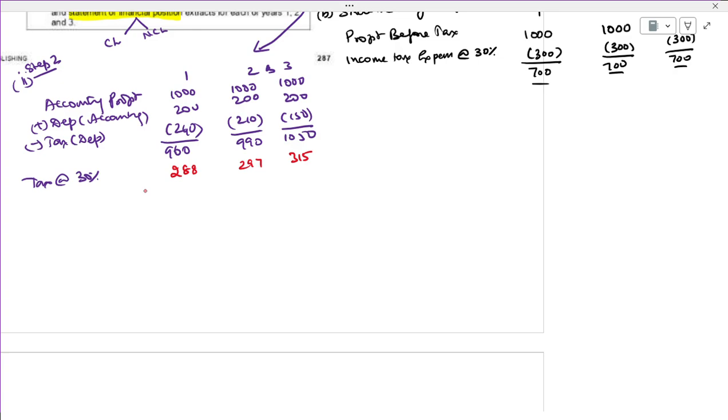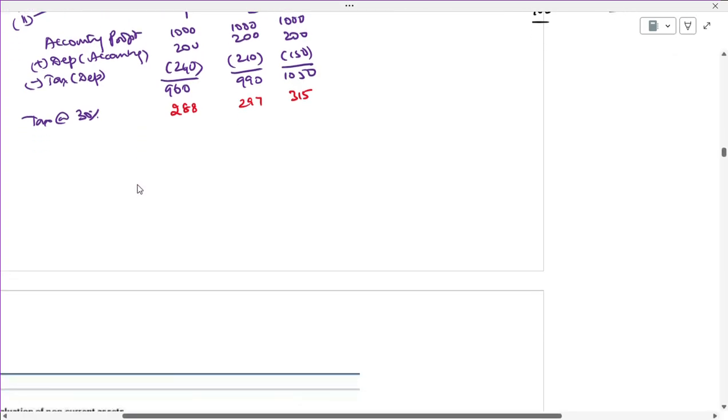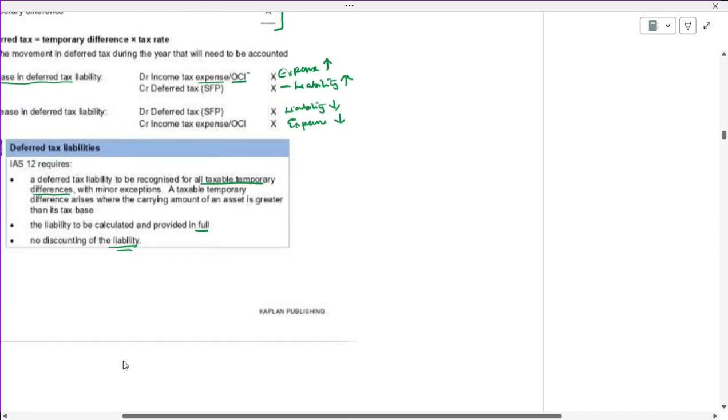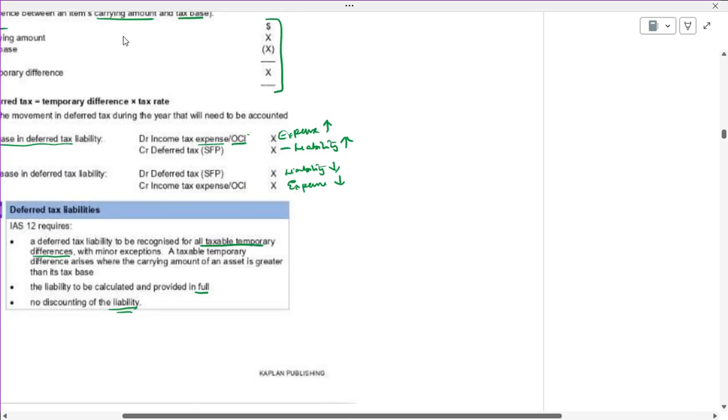Is it 288, 297 and 2? Now, is it right? What we are doing is we have to calculate temp. This is what we have done. Now, keep in mind what they are asking us: go back to the previous case.